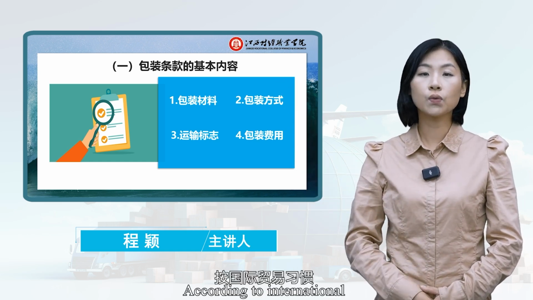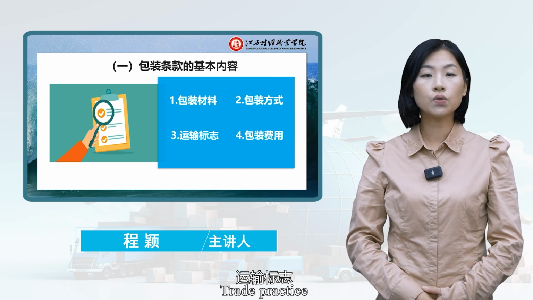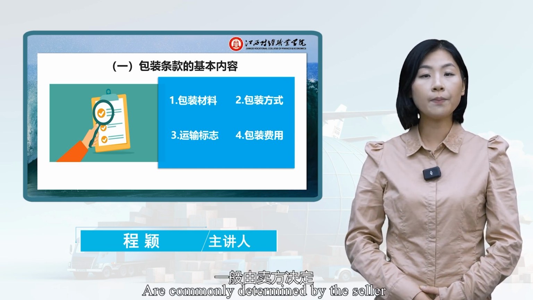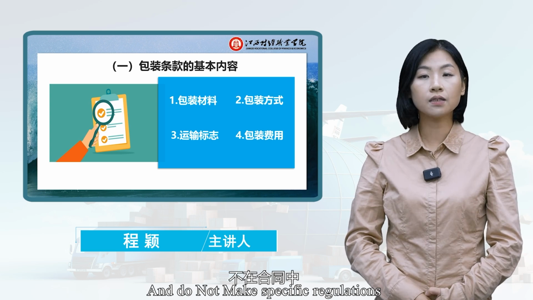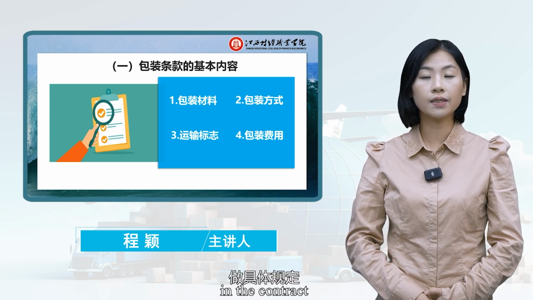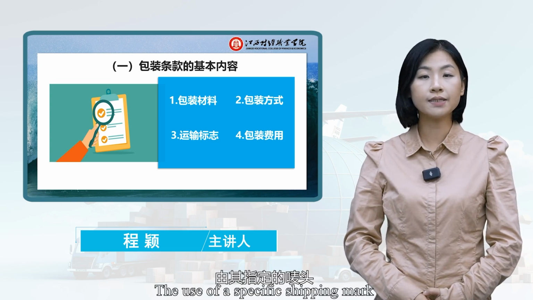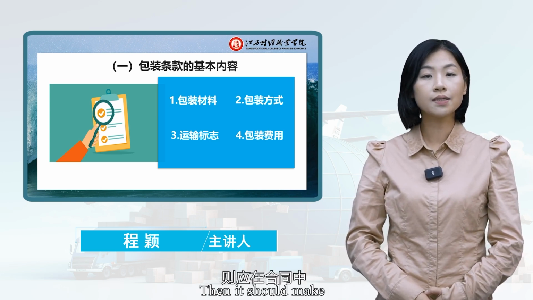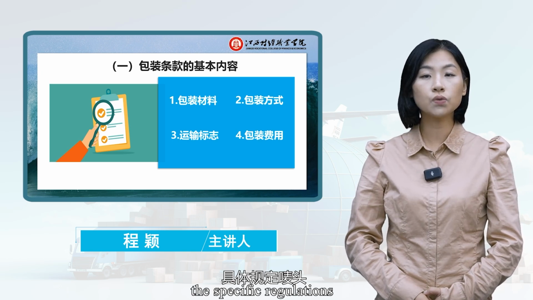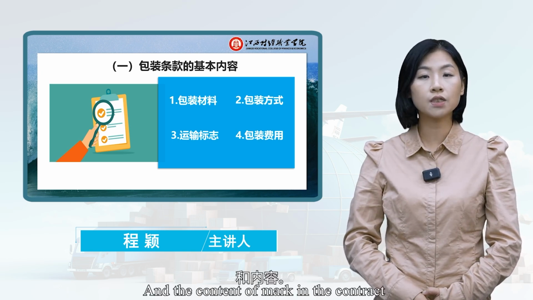Shipping marks, according to international trade practice, are commonly determined by the seller and do not need specific regulations in the contract. If the buyer requests the use of a specific shipping mark, then the contract should make specific regulations for the style and the content of the mark.